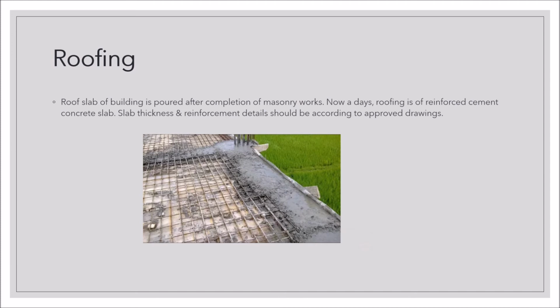The next step is roofing, especially slab roofing. The roof slab of the building is poured after completion of masonry works, and nowadays roofing is a reinforced cement concrete slab. Slab thickness and reinforcement detail should be according to the approved drawing. How thick it is and the detail of it should be considered in the drawing.